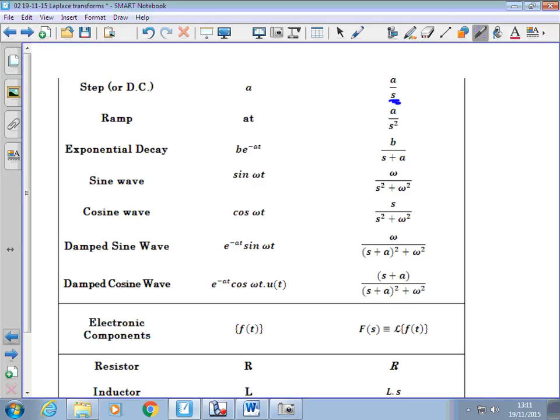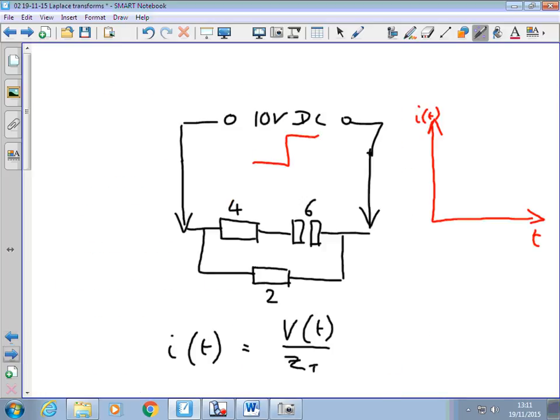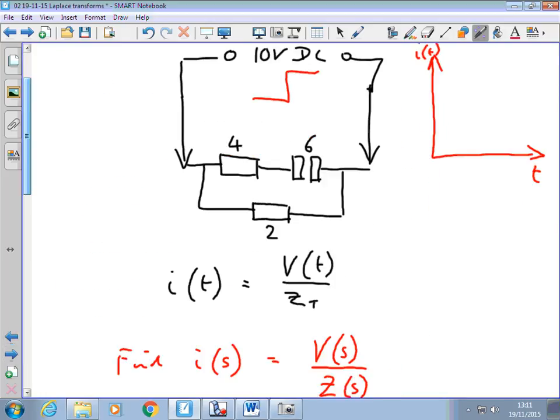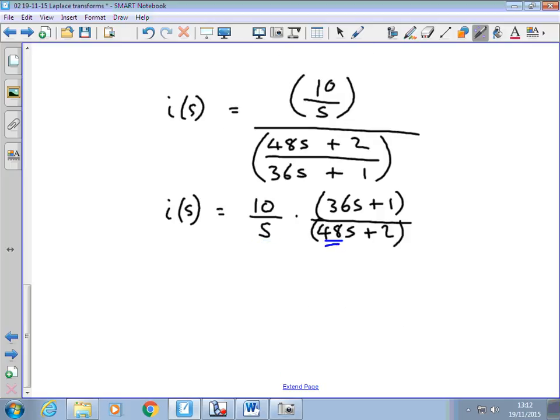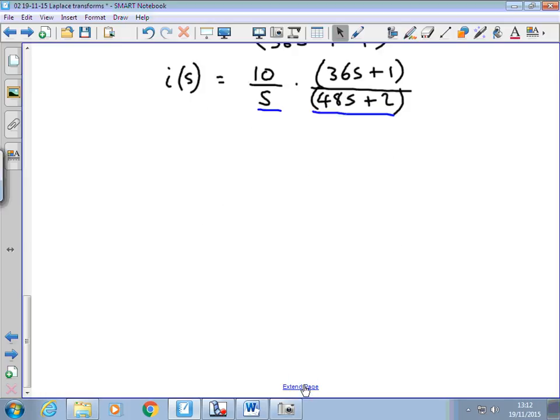If you look at our table of transforms, remember we're going to end up going back to something. We've got something over S, and we've got something over S plus A. So we've got something over S, which is this bit. And if I were to divide top and bottom by 48, I'd have S plus some number here, wouldn't I? So what I want to do now is to use partial fractions to separate out these two bottom terms.